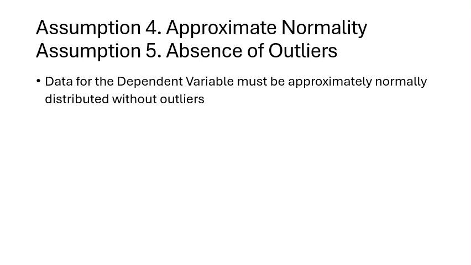So now assumptions 4 and 5, approximate normality and the absence of outliers. All this means is that the data for the dependent variable must be approximately normally distributed without outliers. And typically, because of the central limit theorem, we've met this assumption if the number in our sample is greater than 30. We looked at some images early in the semester of how even if the population is skewed, the distribution still becomes normal when we reach around 30.